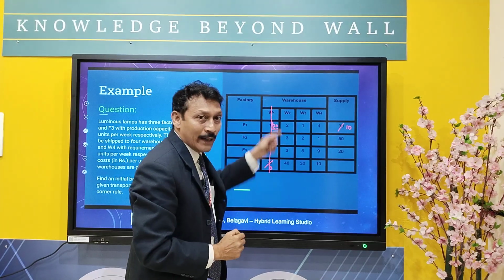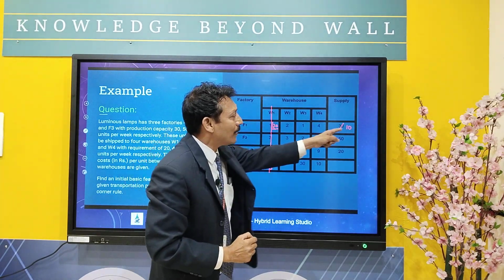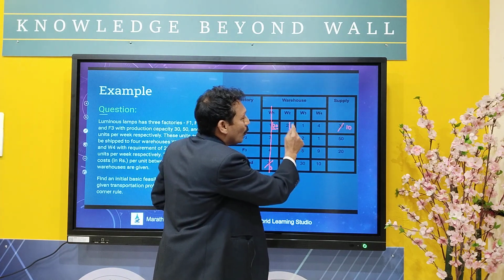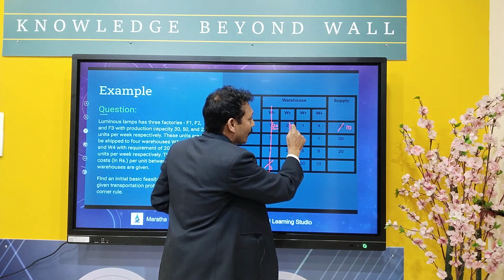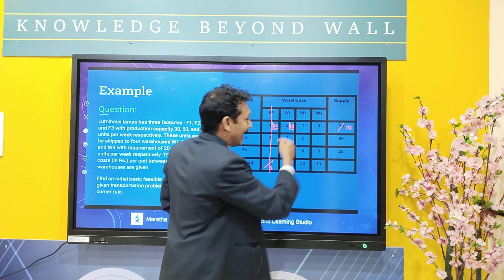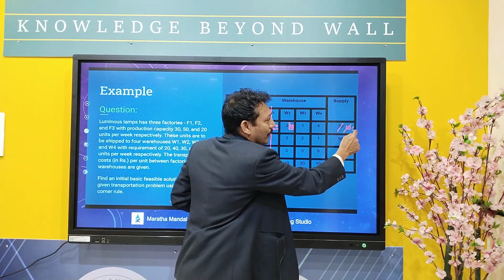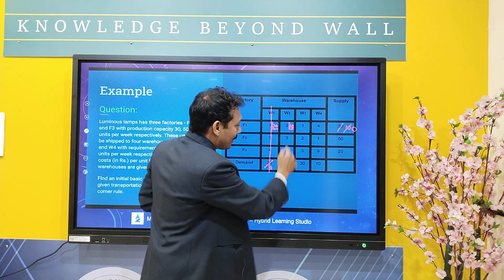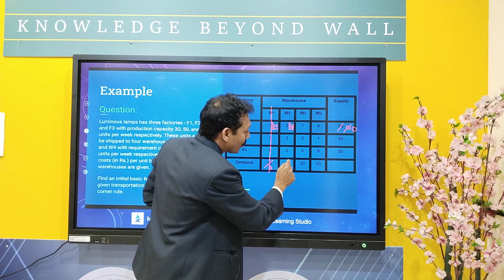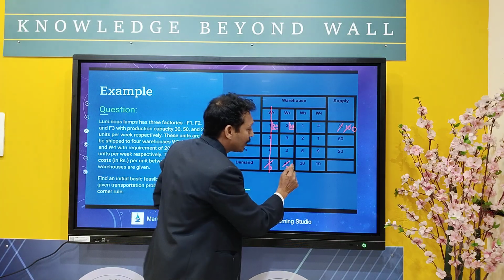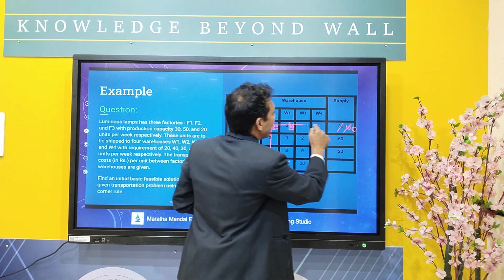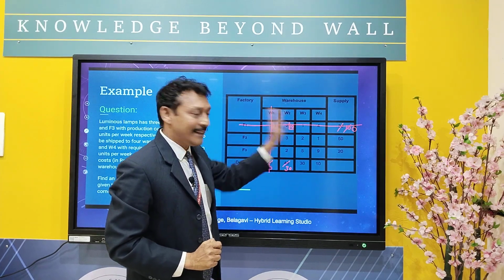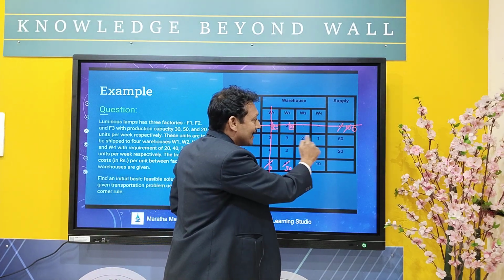For W2 there is a requirement of 40, but in our hand only 10 units are there. Those 10 units we allocate in this cell. After F1 supplies these 10, F1 cannot supply anything more, so this particular row is scratched out of the matrix. Because F1 cannot supply anything, this is the remaining matrix.